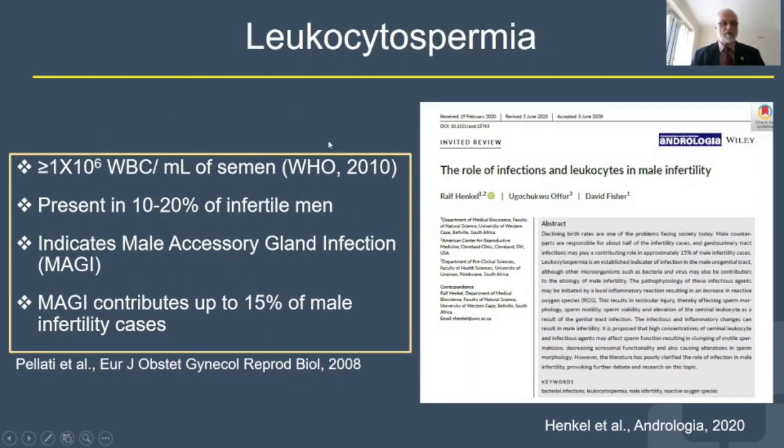What is leukocytospermia? Leukocytospermia is defined according to WHO in the latest manual of 2010 as a white blood cell number of more than or equal to 1 million white blood cells per milliliter of semen. This is a condition that is present in 10 to 20% of infertile men, and it is an indication of male accessory gland infections, abbreviated MAGI. And this is or can be seen in up to 15% of male infertility cases.